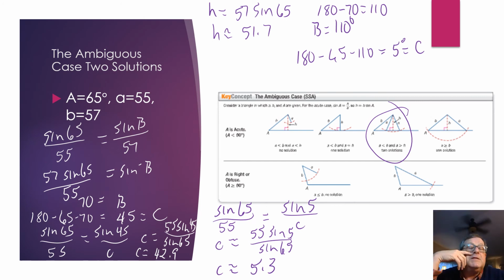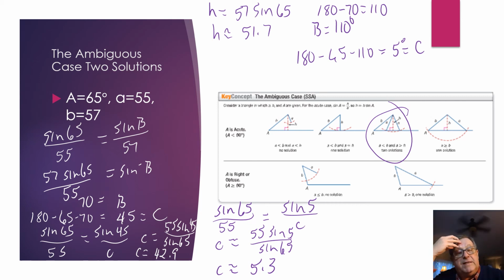Now, side B is not changing. It's 57. Doesn't matter whether it's 70 or 110. It's still valid that its measure is 57 in whatever unit of measurement we have, when we weren't told, actually. And said, okay, well, if angle B is 110 and angle A is 65, in that case, what would be left for the measure of angle C, which was only 5 degrees?